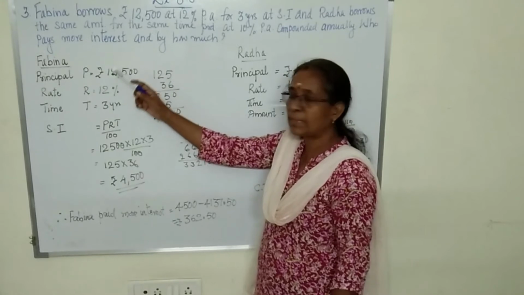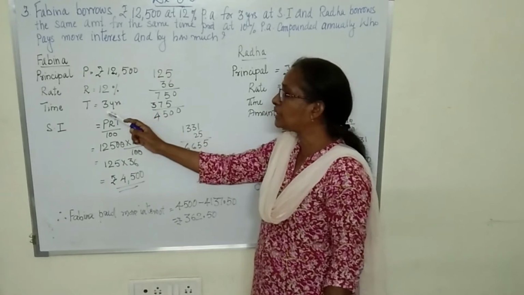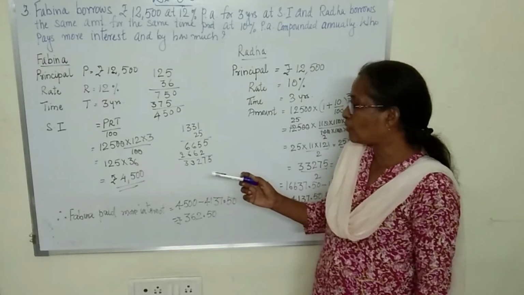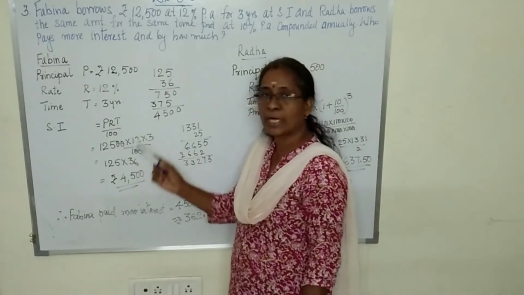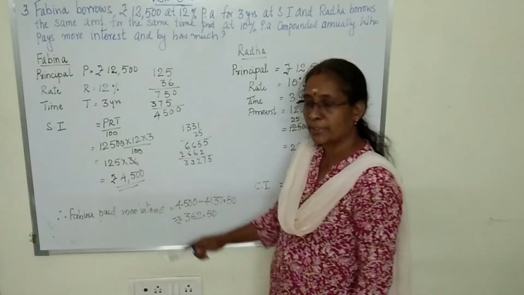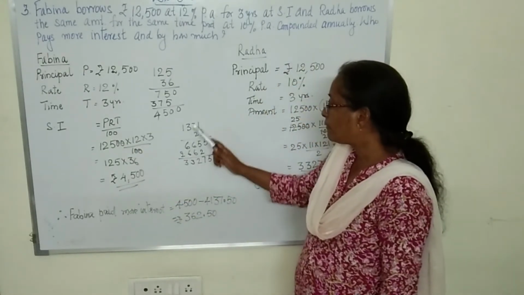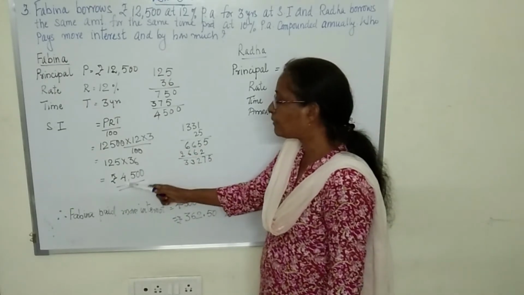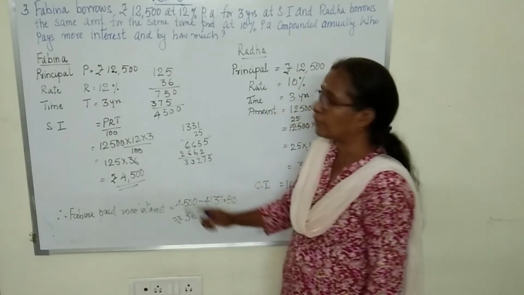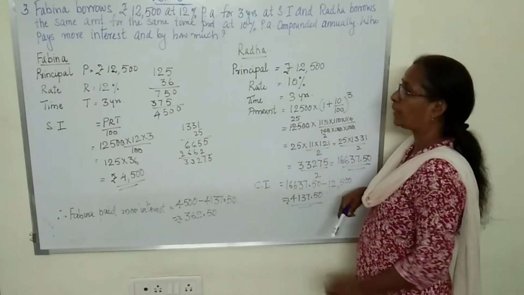Here for Fabina, the principal is 12,500, rate of interest is 12% and time is 3 years, and we have to find simple interest, which is equal to PRT upon 100. When we do 12,500 multiplied by 12 into 3 upon 100, cancellation, we get 125 into 36. When we multiply, we get 4,500 rupees. That is, the simple interest she has to pay is 4,500.